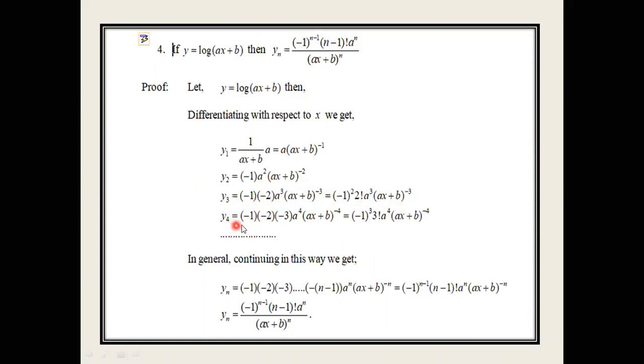Similarly we can take y4: -1, -2 as it is, the power was -3 and comes in front, a square, a cube into a is a raised to power 4, ax plus b raised to power -3 -1 is -4. When you simplify the term, you get -1 -1 -1, which becomes -1 whole cube. 1 2 3 is nothing but 3 factorial, a raised to power 4, ax plus b raised to power minus 4.